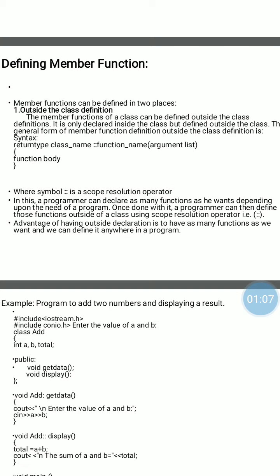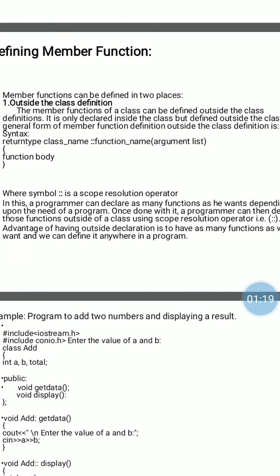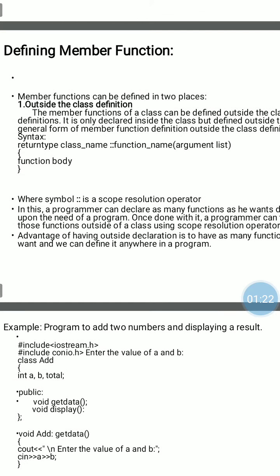If we want to define or implement the function outside the class, then we need two important things, that is class name and scope resolution operator, because the scope resolution operator specifies that the particular function is in the scope of that class, or that the function is a part of that class. Return type means your function data type, which we used at the time of declaration.